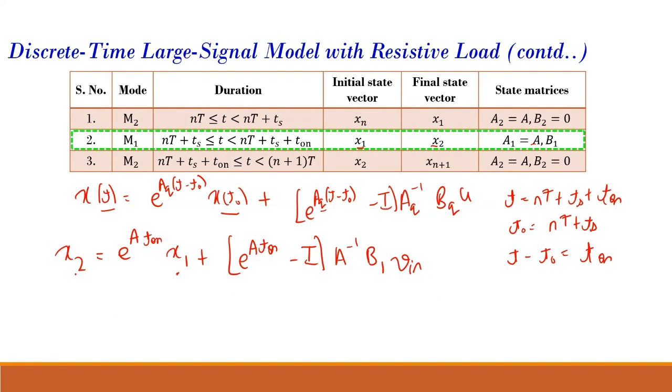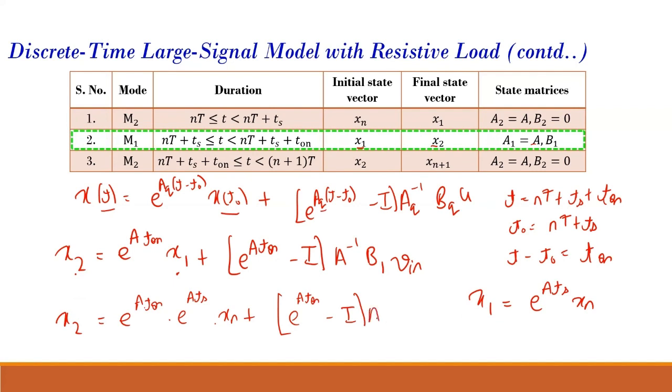Now I will represent x2 in terms of xn. In the previous step I got x1 is equal to e raised to A Ts into xn. So I will substitute that in this equation. I will get x2 is equal to e raised to A1 Ton into e raised to A Ts into xn, plus e raised to A1 Ton, this doesn't change, minus I, into A1 inverse B1 into Vin. So this is my equation 2, this is my equation 1.